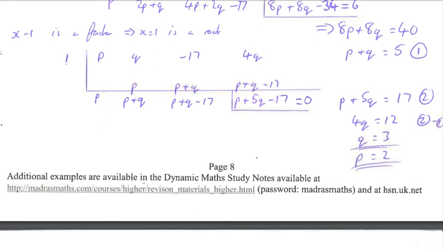And x minus 1 is a factor, so x equals 1 is a root. So again, same terms in the synthetic division table. Bring it down, multiply by the front, which is just 1. Keep on going, and we end up with p plus 5q minus 17 equals 0. And then add 17 to both sides.